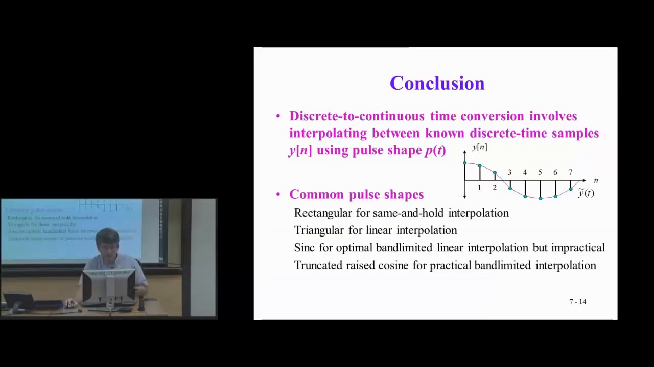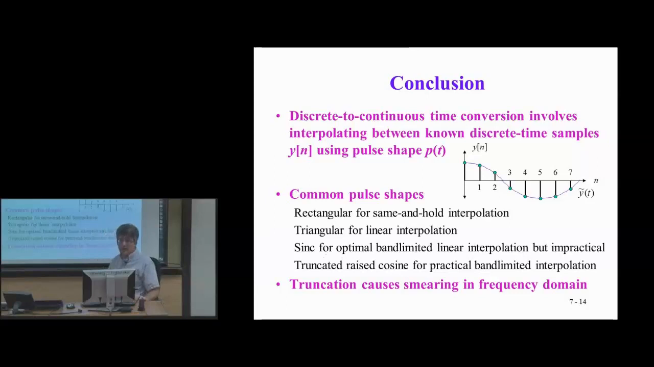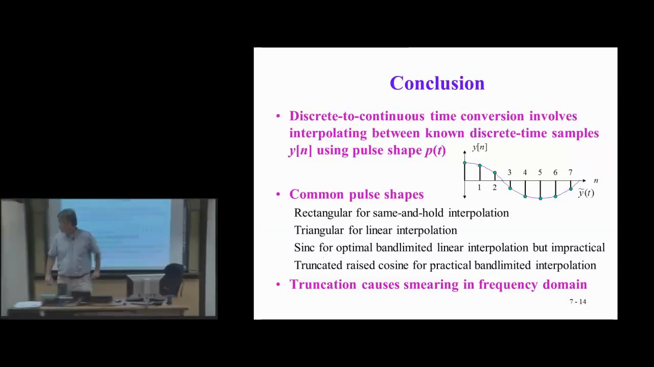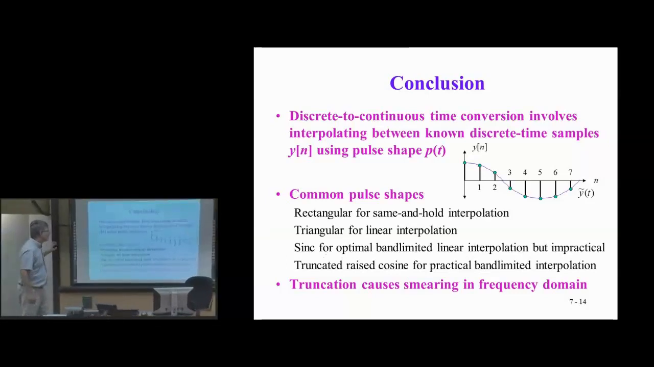Let's go ahead and just wrap up for conclusion. And it's kind of what we've talked about so far. So discrete to continuous time conversion involves interpolating between known discrete time samples y of n using a pulse shape p of t. Common pulse shapes: rectangular pulse for sample and hold. It's a type of sample and hold interpolation.